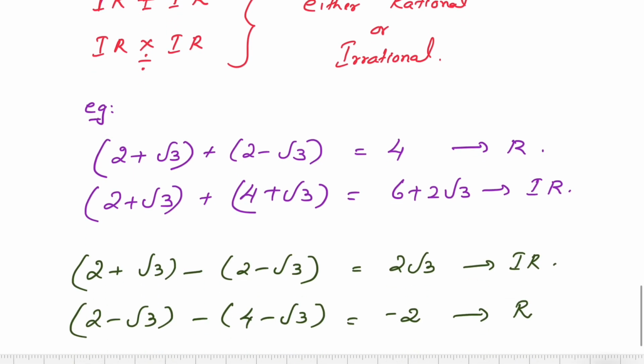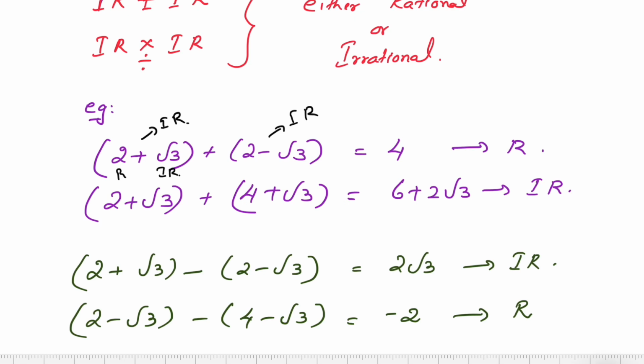So the examples: 2 plus root 3, now this is an irrational number. 2 minus root 3 is again an irrational number. 2 plus root 3 is rational plus irrational. 2 is a rational number, root 3 is an irrational number. Rational plus irrational is always an irrational number. So irrational plus irrational: now 2 plus root 3 plus 2 minus root 3. Now if you add it, root 3 and minus root 3 will get cancelled. So 2 plus 2, 4. It is a rational number.